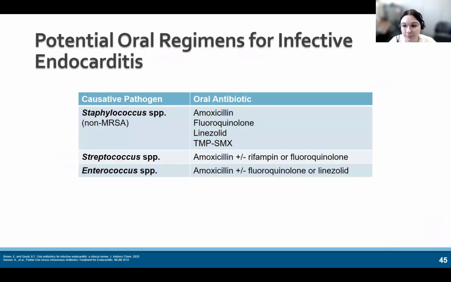Here's a table to summarize potential oral regimens for infective endocarditis. It's important to note that staph species, again, are frequently resistant to penicillins in the U.S., and because of this, we don't have the adequate penicillin susceptibility that we would need in order to determine if we could use an oral penicillin for staph infective endocarditis, such as amoxicillin. So again, a fluoroquinolone may be a reasonable option for these patients due to its high susceptibility and bioavailability, as seen in the first trial discussed.